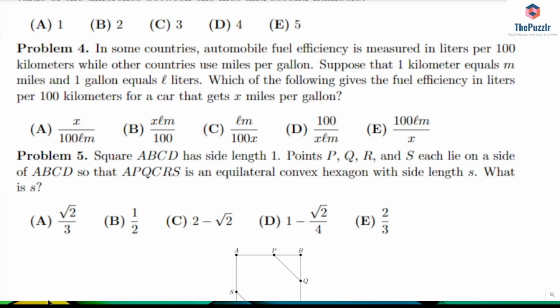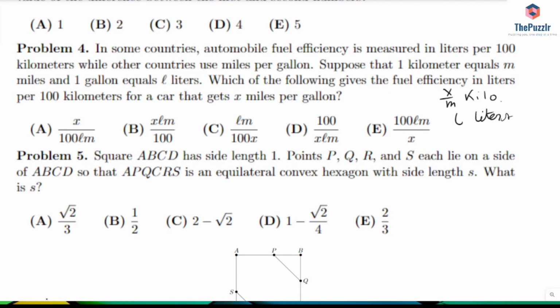So suppose that 1 kilometer equals m miles and 1 gallon equals L liters. Which of the following gives the fuel efficiency in liters per 100 kilometers for a car that gets X miles per gallon? So if the car gets X miles per gallon, then it gets X over M kilometers, because we can divide X by M to get the number of kilometers. And it does this in L liters, because 1 gallon is L liters.